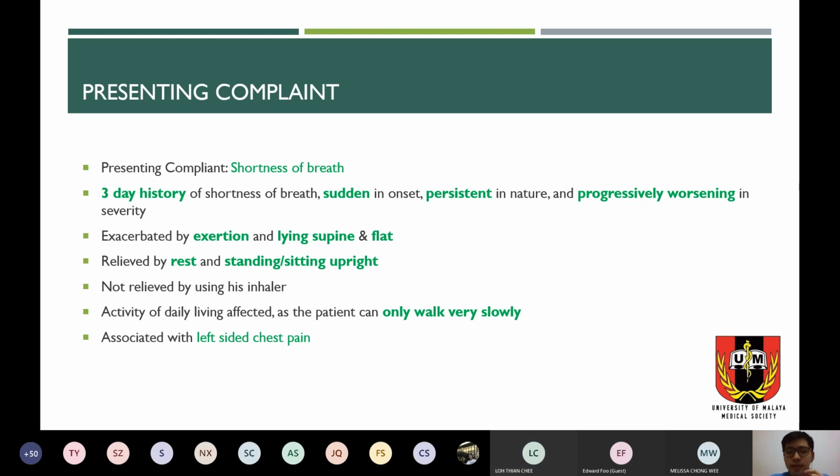Doctor, about the exacerbating and relieving factors: it's exacerbated by lying supine, while relieved by sitting or standing upright. Would this count as orthopnea or not really? I would say yes, because orthopnea means your shortness of breath is exacerbated or brought on by lying flat, isn't it? Yes, this is orthopnea. You're right.